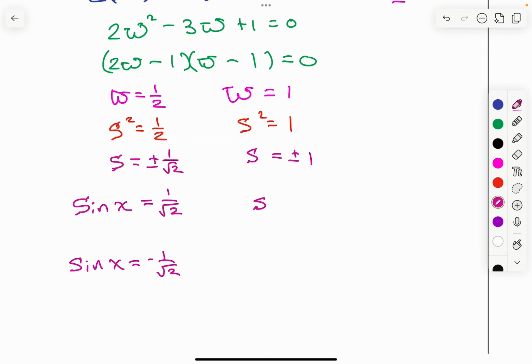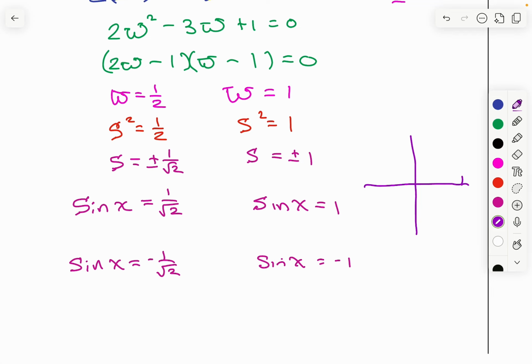And here we need to find the solutions to sine equals 1 and sine equals -1. Again, our unit circle is the go-to. So our solutions for 1 and -1, hopefully we buy that pi over 2 and 3 pi over 2 are the solutions here and here. So I have those two solutions.